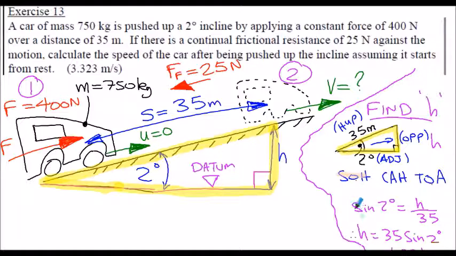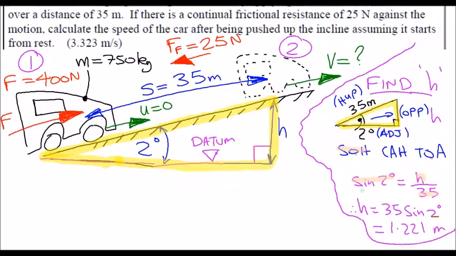So sine of 2 degrees is equal to the opposite side, that's h in our triangle, divided by the hypotenuse, that's 35 meters. So just simply transpose the equation to find h. So multiply both sides by 35. So h evaluates to 1.221 meters in this case.